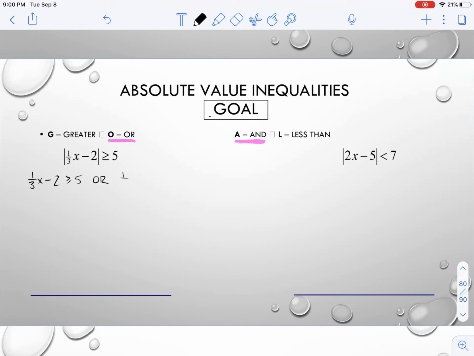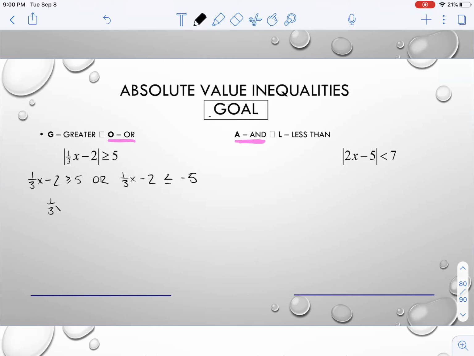My case 2: copy my left-hand side, 1/3 x minus 2, down as is. I'm going to multiply the side opposite the absolute value by -1. But if you remember, when I'm dealing with inequalities and I multiply or divide a side by -1, I have to switch the direction of the sign. So here I end up with 1/3 x minus 2 less than or equal to -5. So now I'm going to go through and try to solve my linear equations.